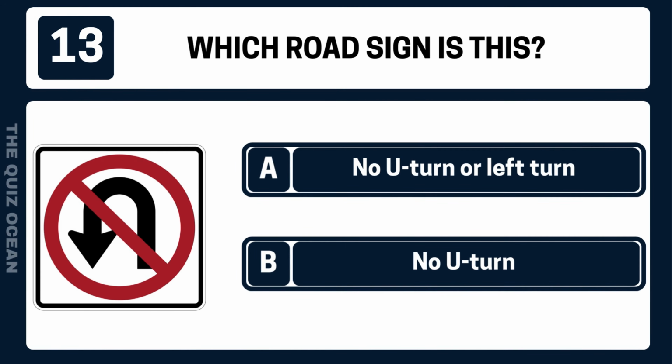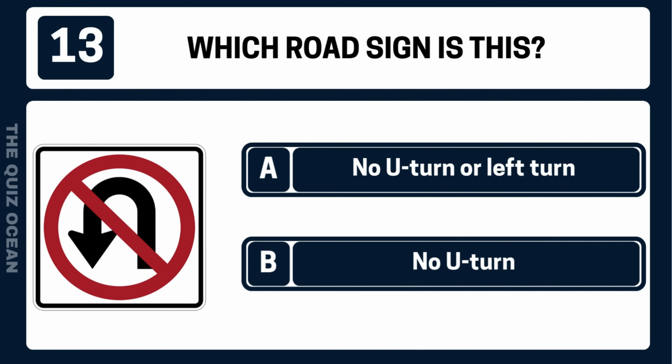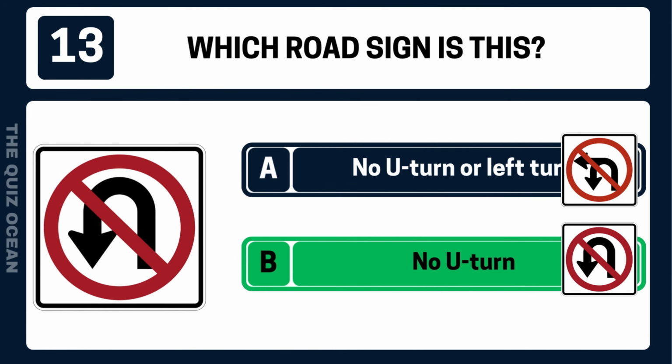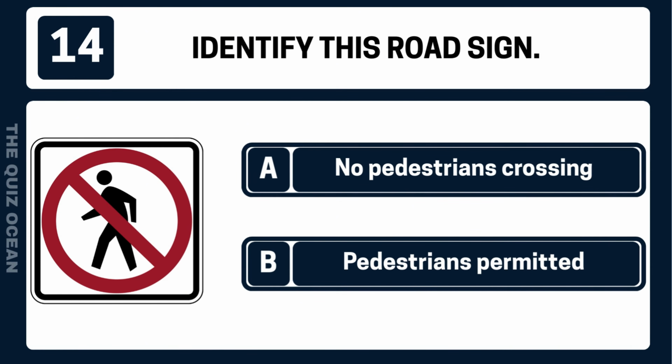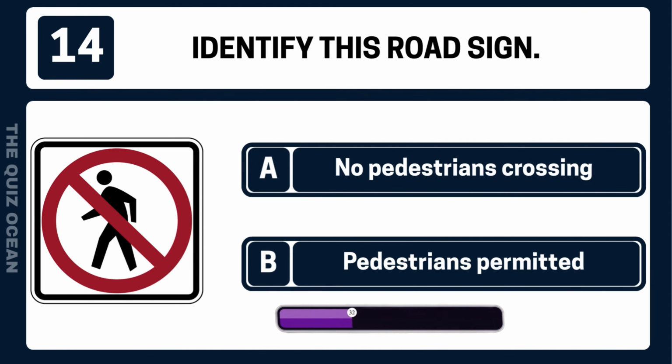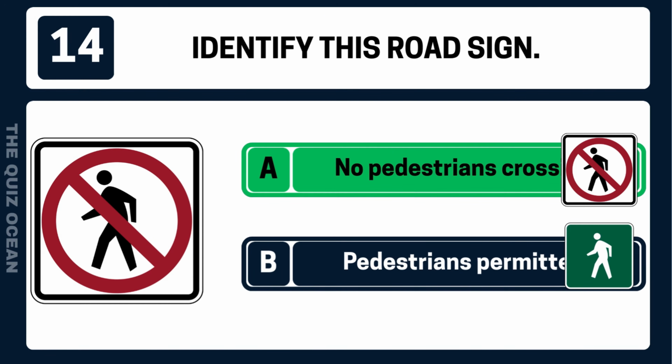Question 13. Which road sign is this? A. No U-turn or left turn. B. No U-turn. The answer is B. No U-turn. Question 14. Identify this road sign. A. No pedestrians crossing. B. Pedestrians permitted. The answer is A. No pedestrians crossing.